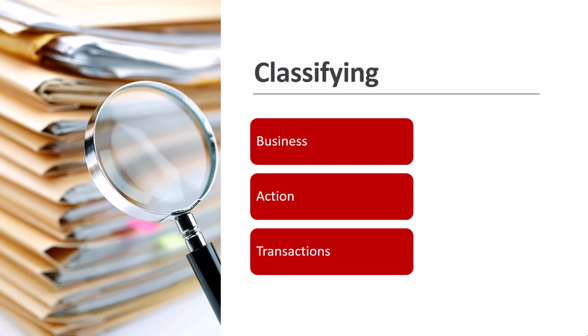Business classification links the files to the context of the company. There are typically 3 different tiers in the classification methods.